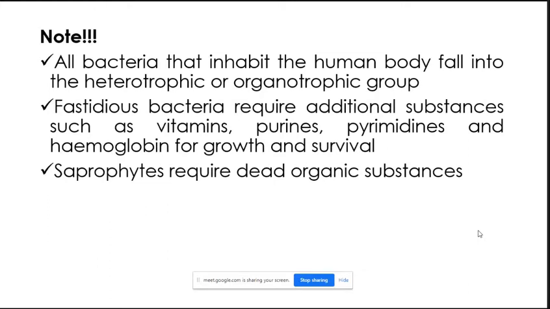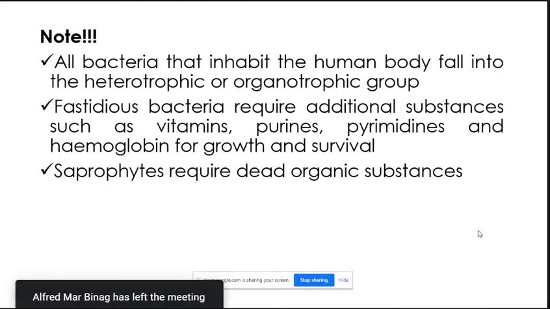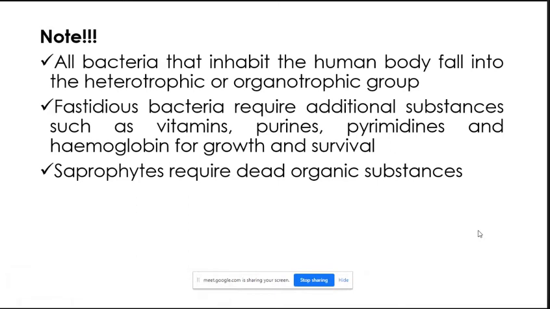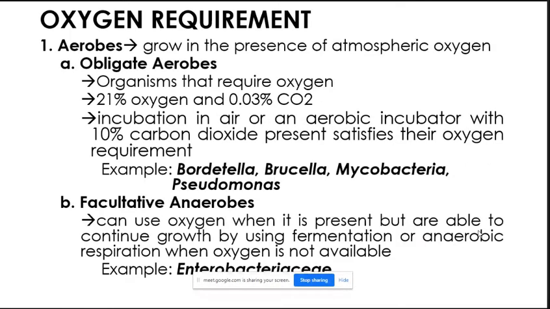Okay, so fastidious, na-mention natin yan doon sa ating previous lecture, that ito yung mga nangangailangan ng additional substances. Kaya nga nandyan, you require additional substances such as vitamins. Okay, so no need to ask you what are saprophytes, alam nyo na yan. Okay, so how about with the oxygen requirement? You classify them again as either sila ay aerobe or sila ay anaerobe.